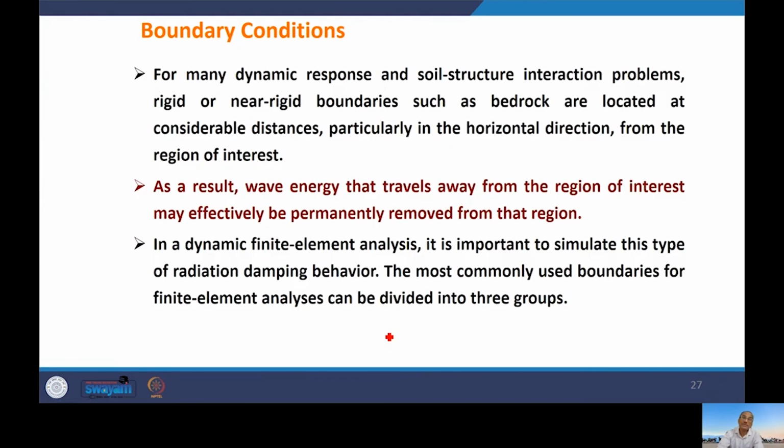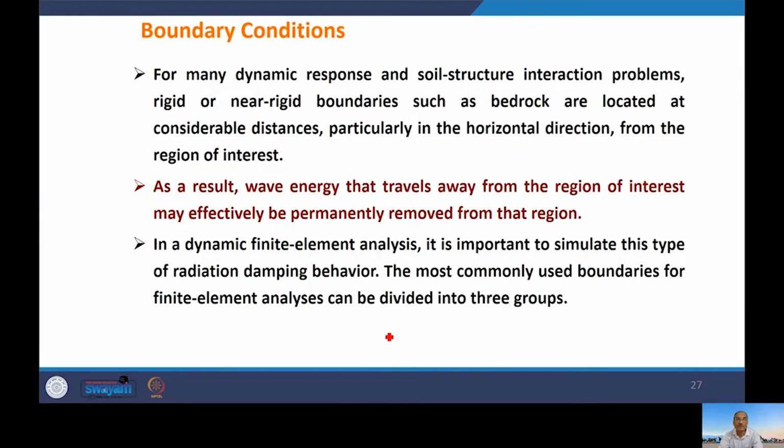For many dynamic response and SSI problems, rigid or near rigid boundaries such as bedrock are located at considerable distance, particularly in the horizontal direction from the region of interest. If you could find a bedrock, then there is no problem. As a result, wave energy that travels from the region of interest will be effectively removed permanently from that region if you have some bedrock there. So, in a dynamic finite element analysis, it is important to simulate this type of radiation dynamic behavior.